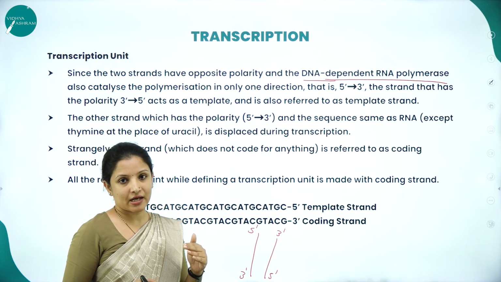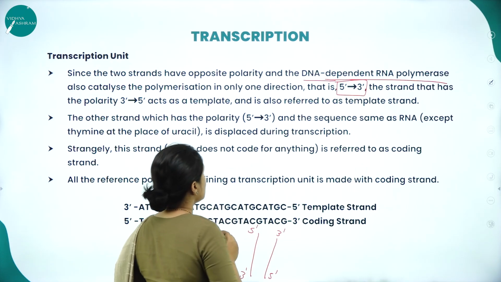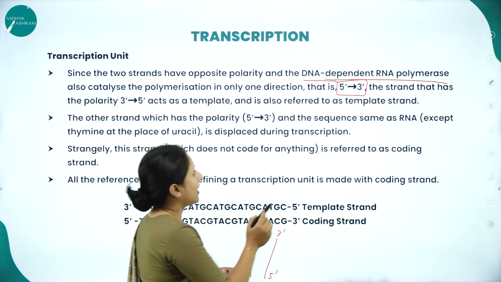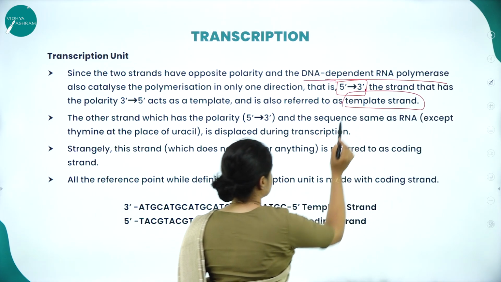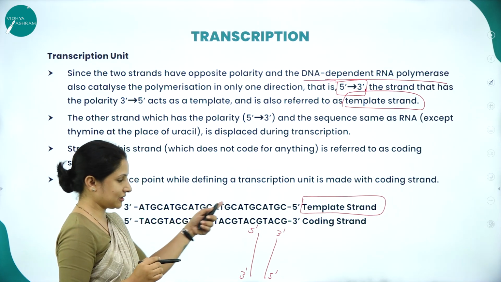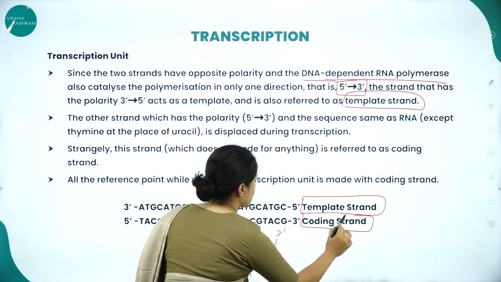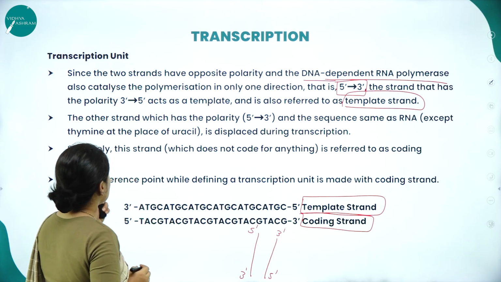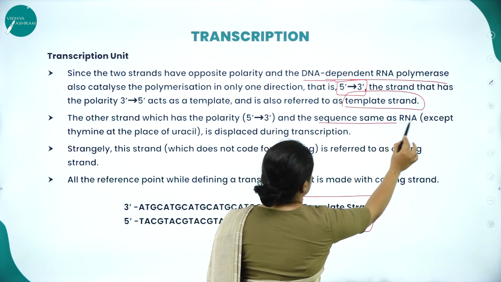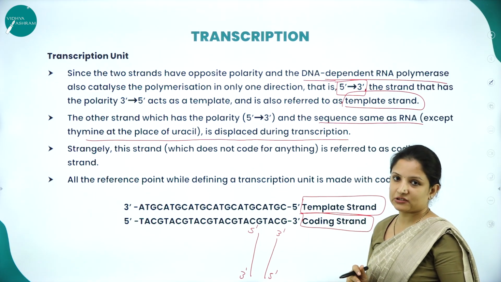So this catalyzes polymerization in only the 5' to 3' direction, and the strand that has the polarity 3' to 5' acts as a template, and it is referred to as the template strand. So, one of the strands which runs from 3' to 5' direction will act as the template strand, and the other strand which runs from 5' to 3' direction will act as the coding strand. The other strand has the polarity 5' to 3' and the sequence same as RNA, except thymine in the place of uracil, and it is displayed during transcription.